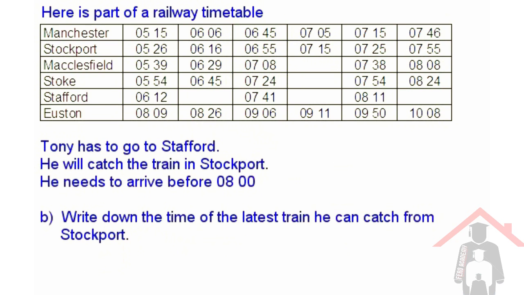Here's the second part of the question. Press pause and have a go at it. When you're ready for the answer, press play. Tony wants to arrive in Stafford before 8 o'clock. This train arrives in Stafford after 8 o'clock. This train does not stop in Stafford. This train arrives before 8 o'clock, so this is the latest train that he could catch. It leaves Stockport at 6:55.